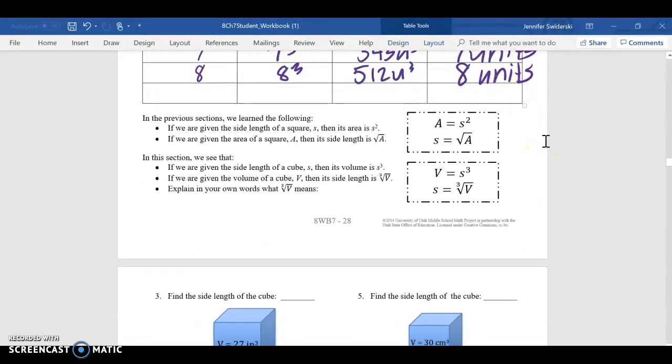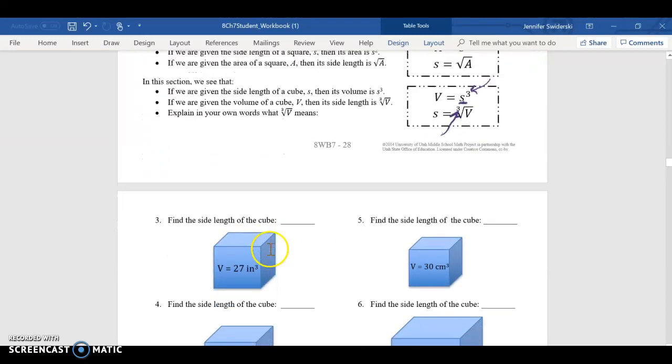Down below, okay, you know how before we talked about the area of a square being the area is equal to the side of the square squared? Or we could find the side is equal to the square root of the area. Same idea for volume. The volume of an object is the side cubed, meaning 3 times instead of squared, which is 2 times. So we can write the side is equal to the cubed root of the volume. Okay, so we say cubed root V means the cubed root of the volume.